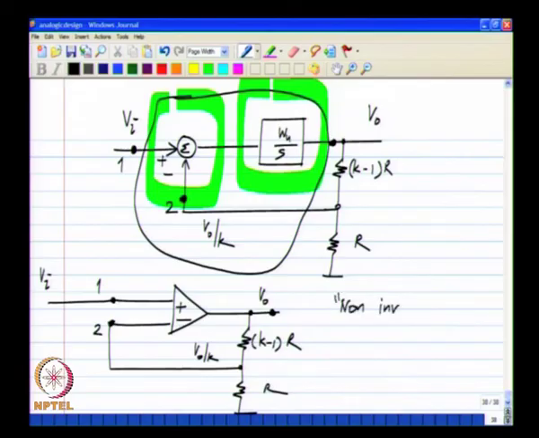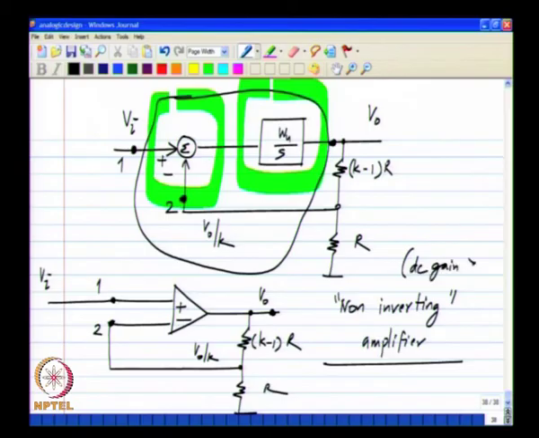non inverting amplifier. Non inverting simply means that the DC gain is positive, because in this case we know that the DC gain is K. The DC gain of this particular system is K.